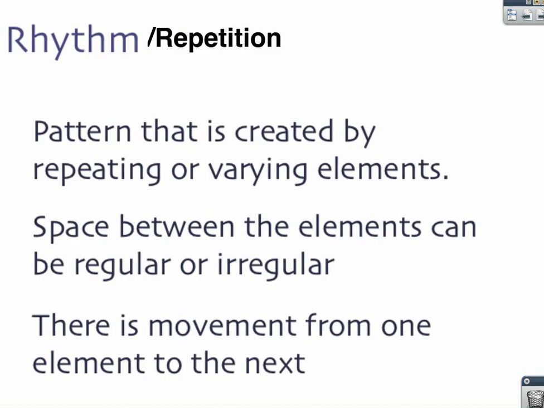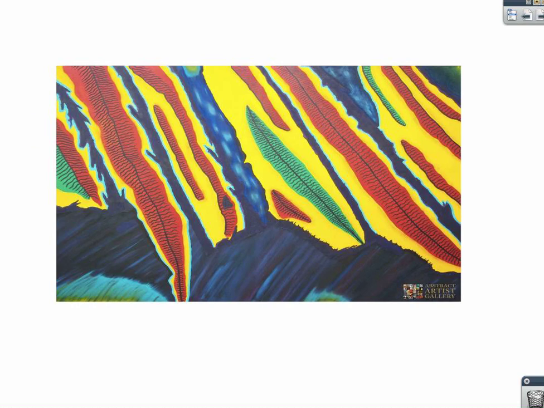Rhythm or repetition is pattern that's created by repeating or varying elements. The space between the elements can be regular or irregular, and there's movement from one element to the next. Here is a piece of fine art where we see repetition and rhythm. The colors and shapes are very similar, although they're not exactly the same, so our eyes move from one to the next.